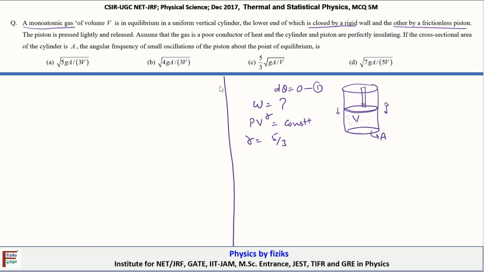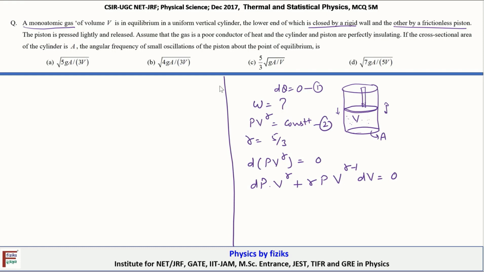Now because PV to the power gamma is constant, let me call this equation 2. From equation 2, I can write the differential of PV to the power gamma equal to 0. So I can write dp, keeping V to the power gamma constant. Now differentiate V to the power gamma and keep pressure constant. So we will have gamma P V to the power gamma minus 1 dV, and that is equal to 0.